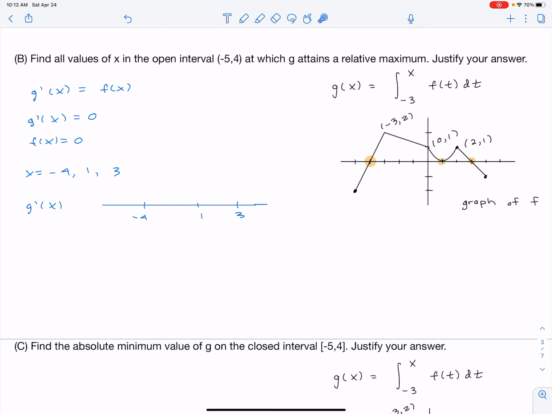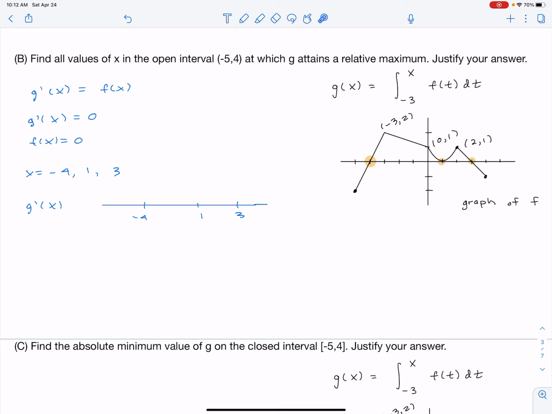So let's go to -4. I'm going to look to the left, in this direction, and I want to know, is my derivative positive or negative to the left? Well, because it lies below the x-axis, the derivative is negative, right? And you can kind of test it.